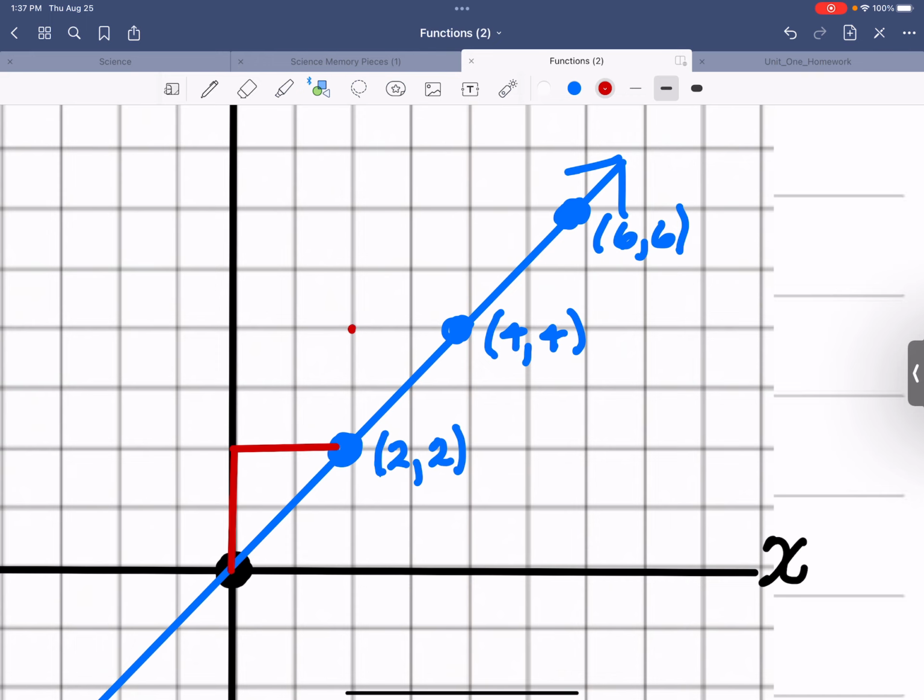Then from this point, I'm going to rise, and I'm going to run. Rise to, run to. And do you see what's happening there? This is essentially what slope is. I am building a staircase where all the steps are exactly the same. They have the same steepness.